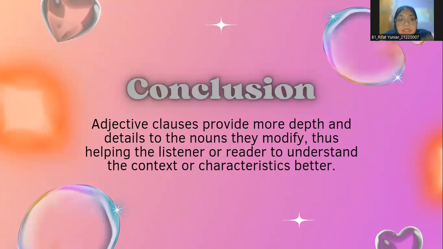Conclusion: adjective clauses provide more depth and details to the nouns they modify, thus helping the listener or reader to understand the context or characteristic better. This is explaining about characteristic from noun as subject or object.